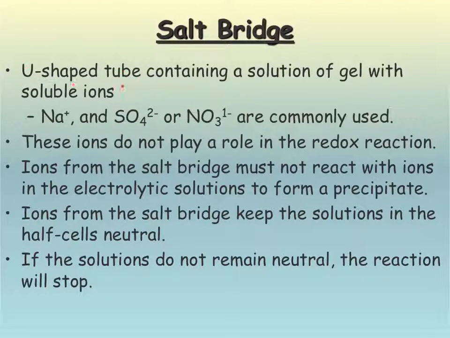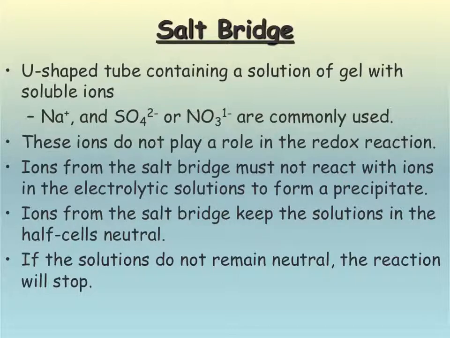The salt bridge is the U-shaped tube that is connecting your two cells. It contains a solution or a gel that has soluble ions in it. Often, sodium, sulfate, and nitrate are used. The key point here is you do not want the ions in your salt bridge to play a role in the redox reaction, and you do not want them to react with any of the ions you already have in solution and form a precipitate or a solid, because that's just going to throw a whole big kink in there.